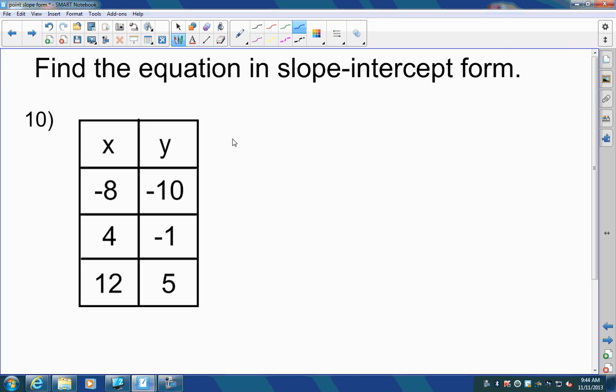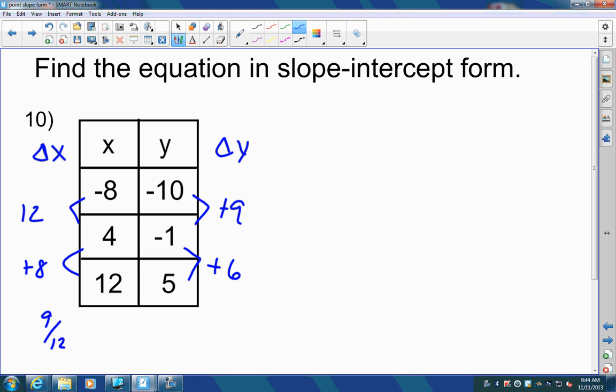All right, step 1. Delta y, the change in y, plus 9, plus 6. Delta x, plus 12 and plus 8. So I get 9 over 12. If you put it in the calculator, 9 divided by 12, math, enter, enter, it will reduce it because 3 divides into all those, and that is 3/4. 6 over 8, divide both of those by 2, 3/4.